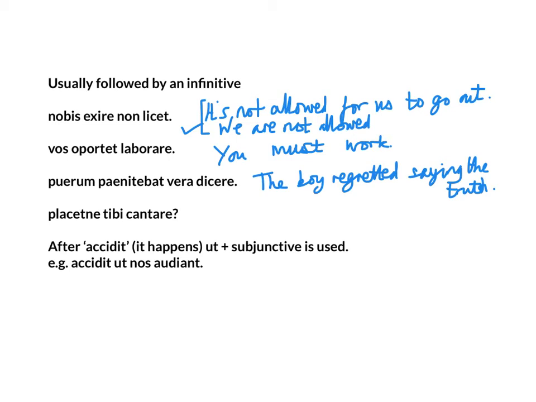Now, the next one, I've stuck a little -ne suffix at the end of placetne. Sure you wouldn't let that put you off, to turn it into a question. Placetne tibi is: do you like, or is it pleasing to you. So this is a question. Do you like? And then I could either finish this by saying canere, to sing, or do you like singing? Either is perfectly good.